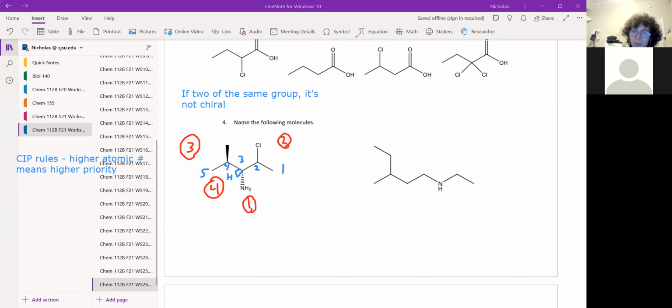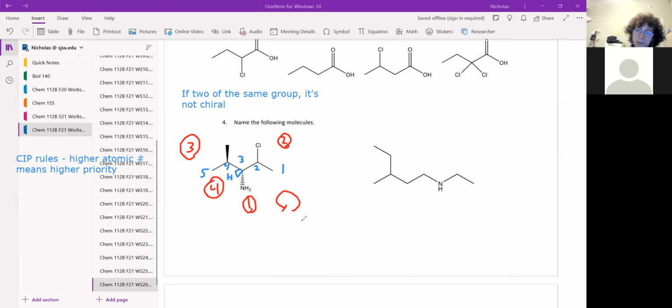And then once you've numbered these, you draw an arrow from 1 to 2 to 3. So it would look something like this. It's going counterclockwise, so it looks like it's S because it's going counterclockwise.